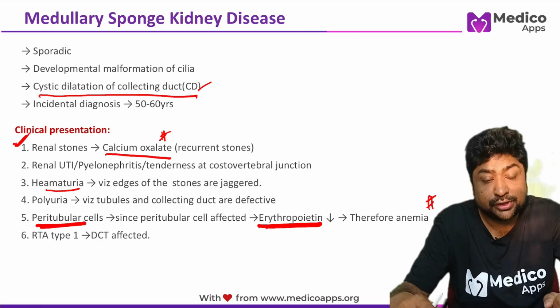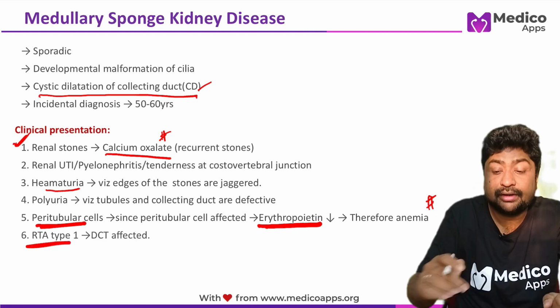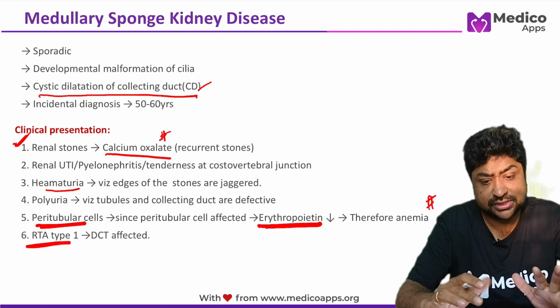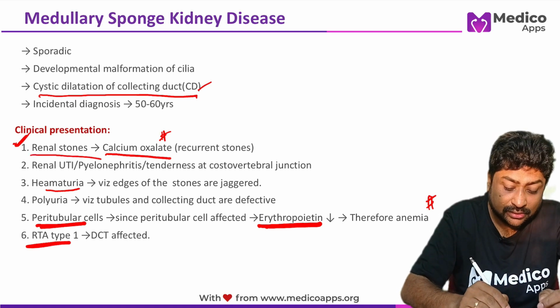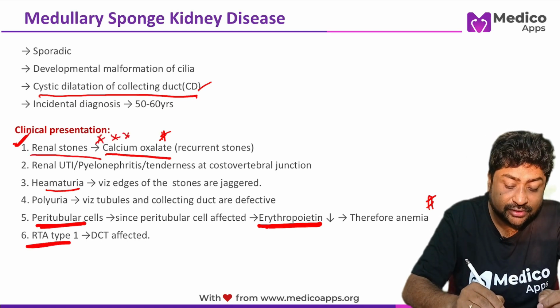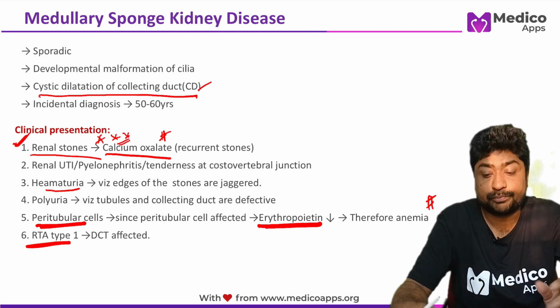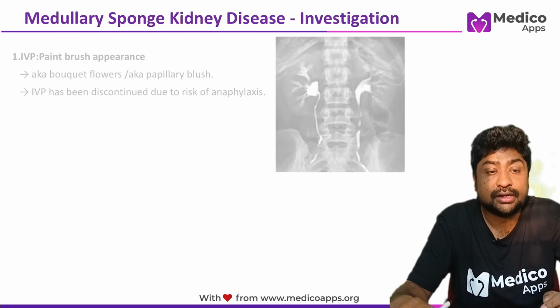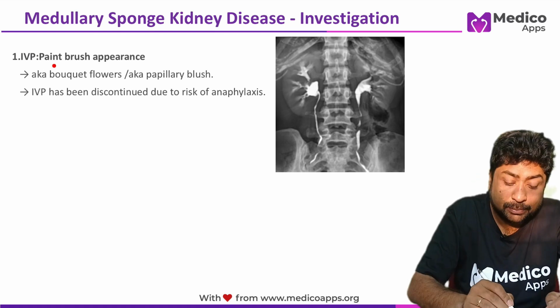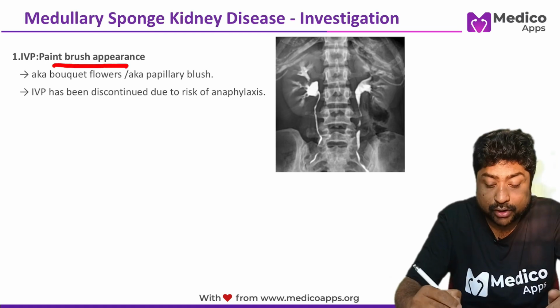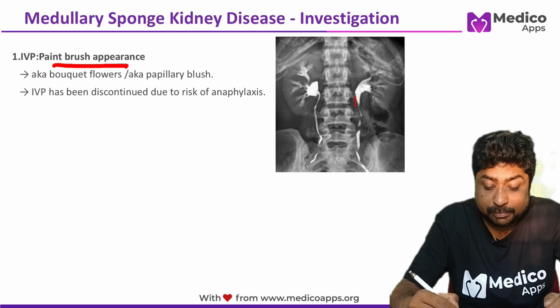If the distal convoluted tubule is also affected, you can have renal tubular acidosis type 1. So the most common and important clinical feature which they will give you in the question is recurrent stones of calcium oxalate. If you do an IVP, you will get a paint brush appearance, or a bucket of flour, or papillary blush.